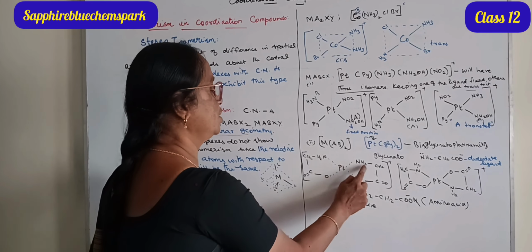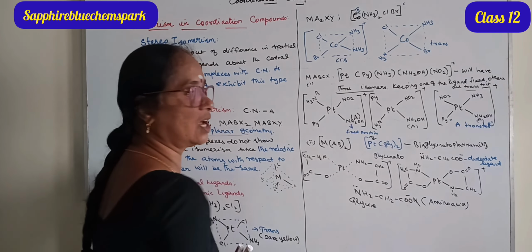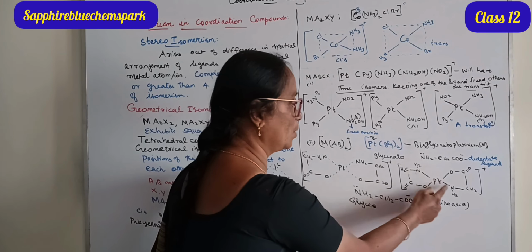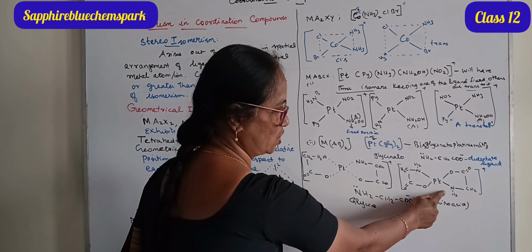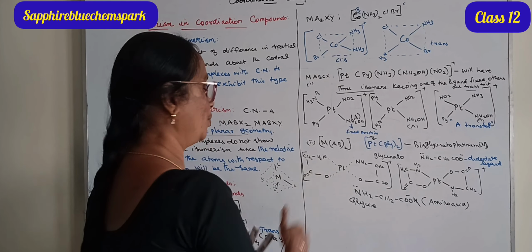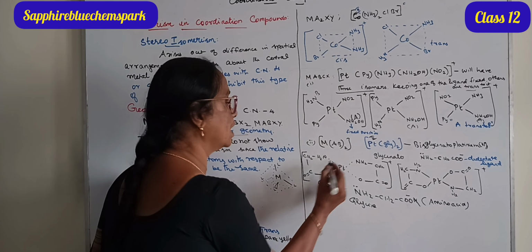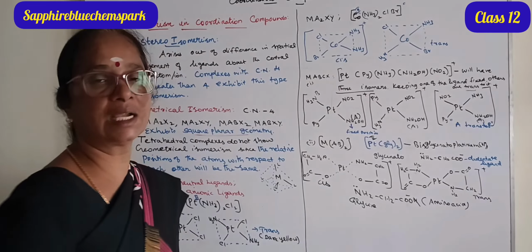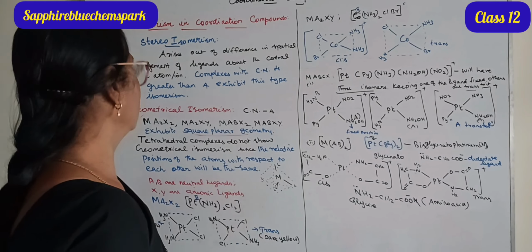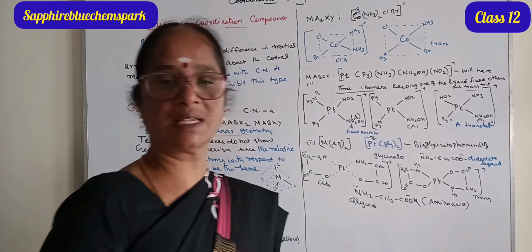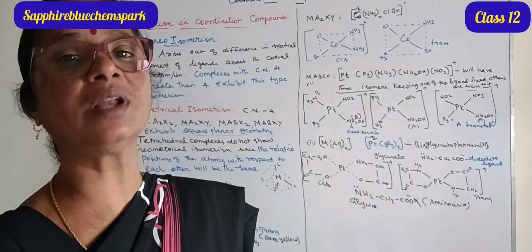So here NH2, NH2, oxygen, oxygen are on the same side. When we write trans positions, NH2 is trans to NH2, oxygen trans to oxygen. So this is said to be the cis isomer of the complex and this is said to be the trans isomer of the complex. That's all, the geometrical isomerism exhibited by the complexes having coordination number 4.